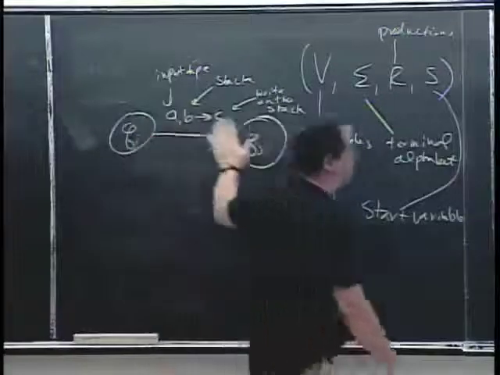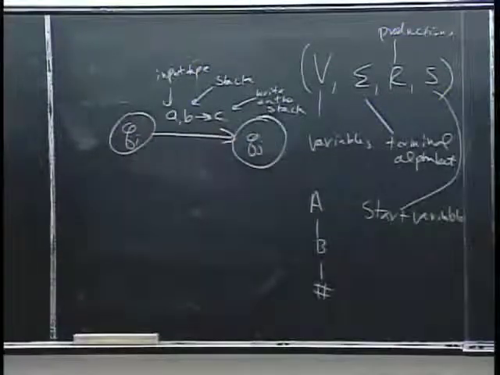Okay, does everybody see that this shorthand notation is consistent with what we wrote here? Here it says in order to do a transition, you need to know what state you're in, you need to know what you're reading on the tape, on the input, and you need to know what you're reading from the stack, what you're popping from the stack.